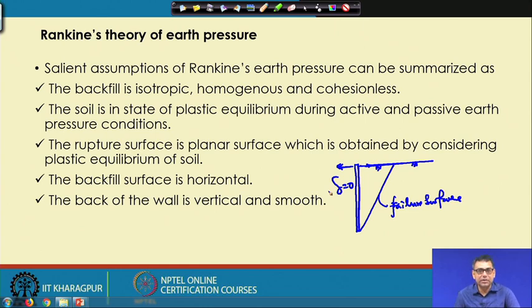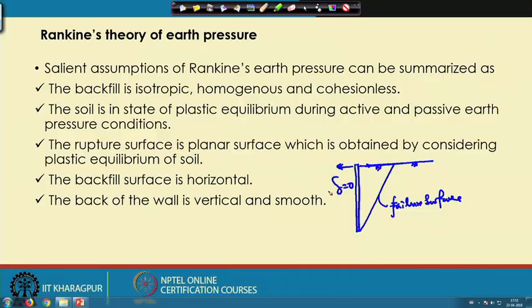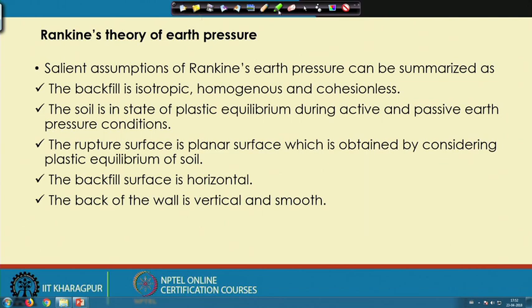So what are the assumptions? Your backfill surface is perfectly horizontal, it is a planar failure surface, and the wall is perfectly vertical and smooth. That means the delta value is 0, the friction between the soil and the wall is 0, and the soil is in plastic equilibrium. The backfill is cohesionless, that means c is equal to 0, and the soil is also homogeneous. These are the assumptions of Rankine's theory.